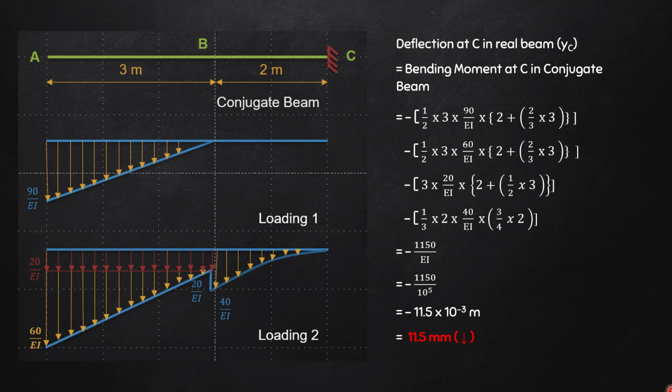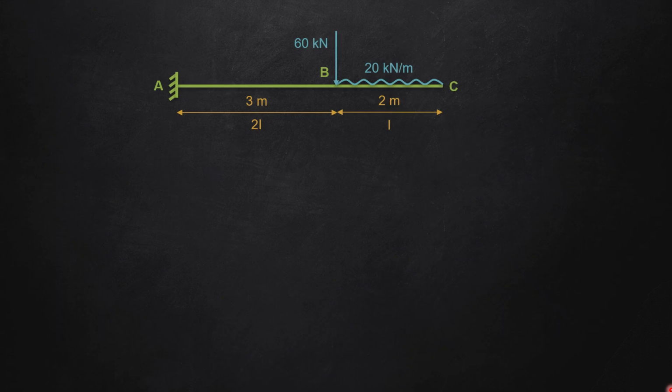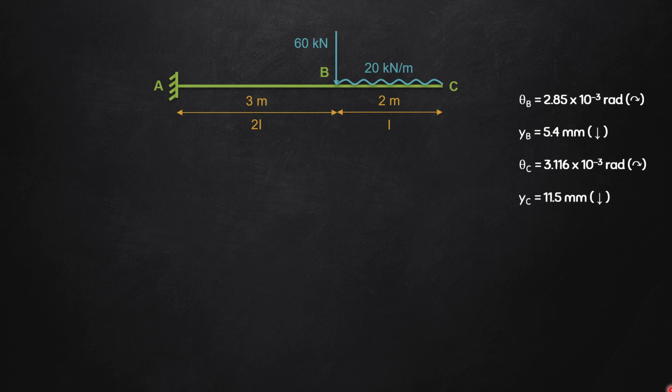All right, so this was the problem in front of us, right? This was the real beam, and with the help of conjugate beam method, we have found out the slope at B, the deflection at B, the slope at C, and the deflection at C. Now quickly I would like to show you how to actually show this in a diagram. So I will draw the deflected shape of this beam.